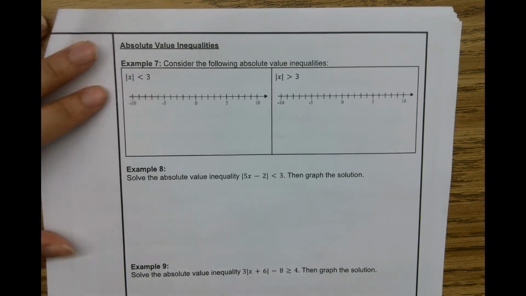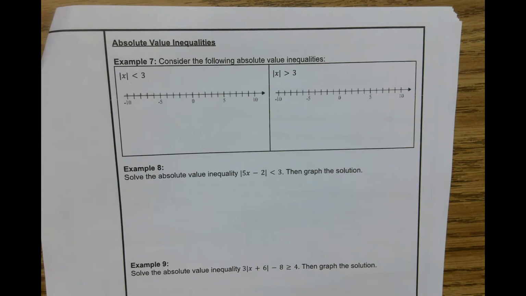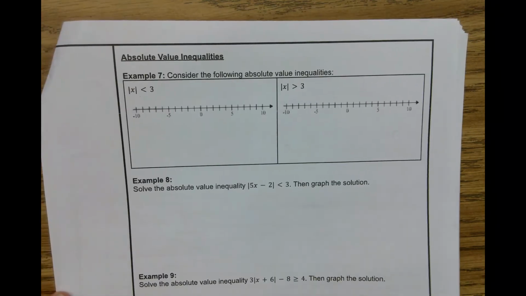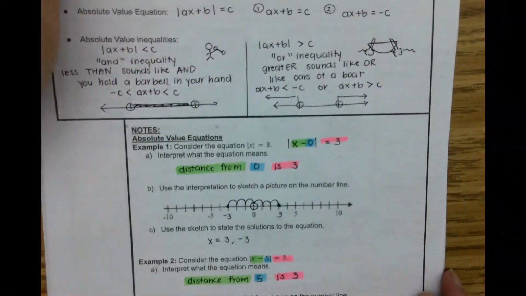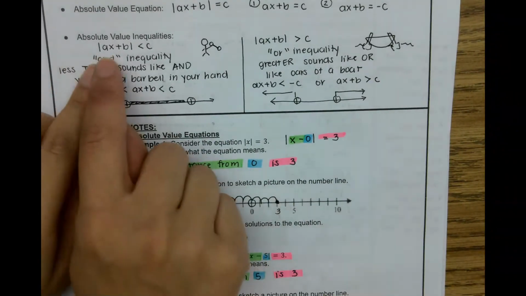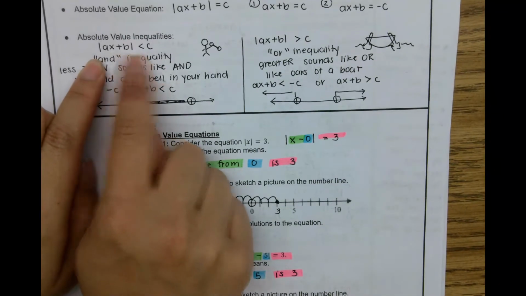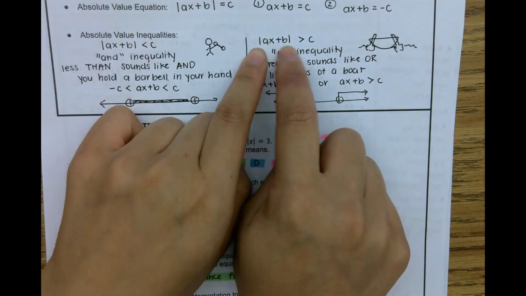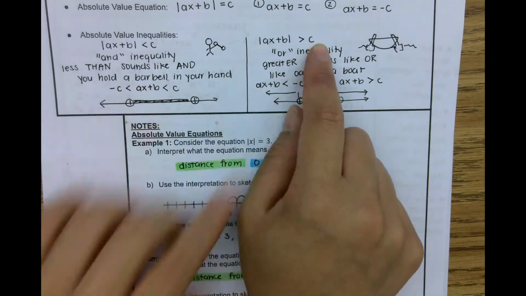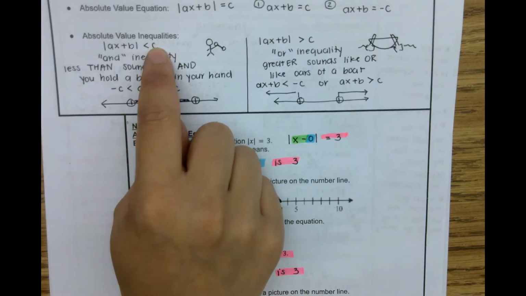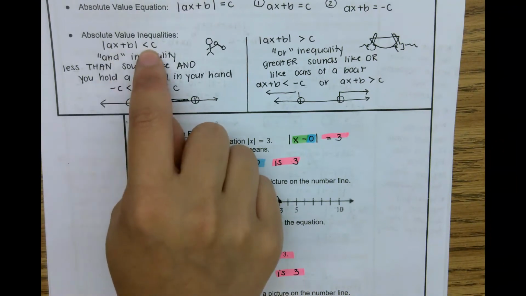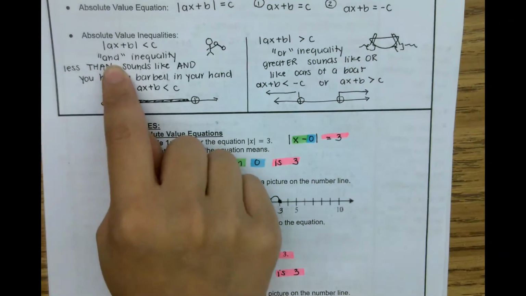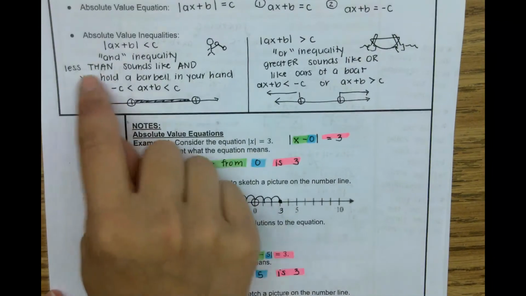Okay, so here I'm actually going to go back to my toolbox since we already wrote this before, but this is to remind you. So absolute value inequalities, we have two types. The first type is where our absolute value is less than C. Our other one is where our absolute value is greater than C. When our absolute value is less than a number, that is an and inequality. And something to help you remember, less than sounds like and.